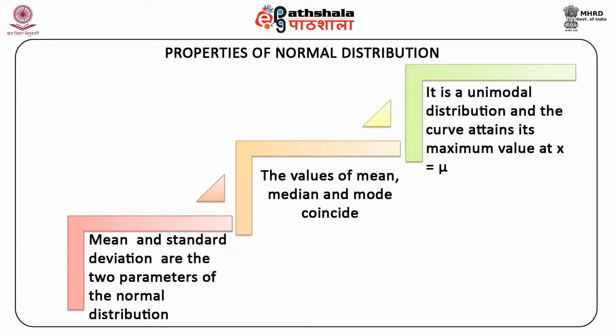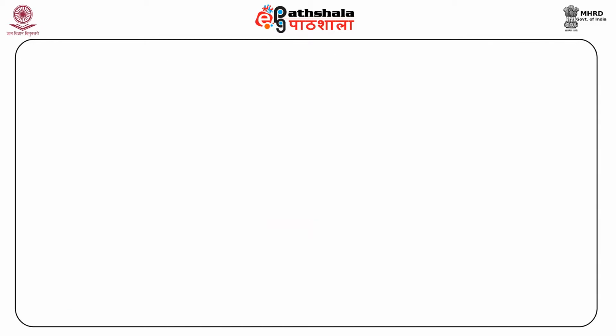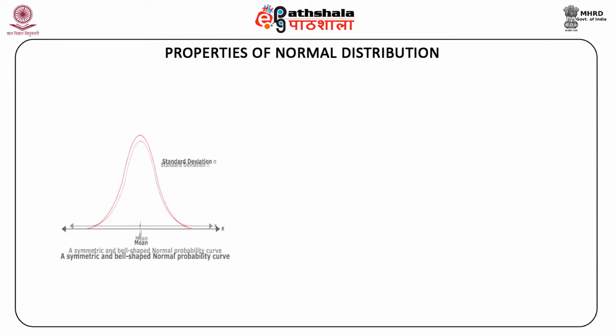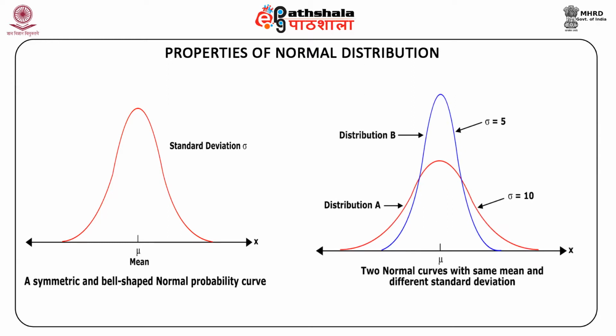Third, it is a unimodal distribution and the curve attains its maximum value at x equal to mu. It is a bell-shaped and symmetric curve as shown in the left-hand side figure. If the curve is folded from the middle, the two halves will coincide. The shape of the curve to the left of the mean is the mirror image of the shape to the right side of the curve.